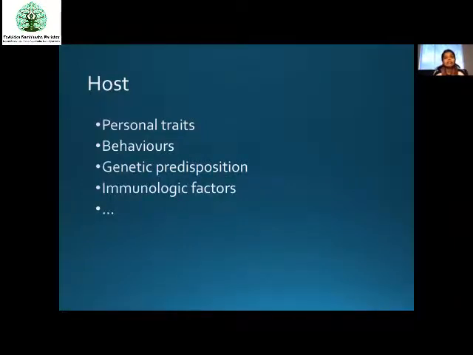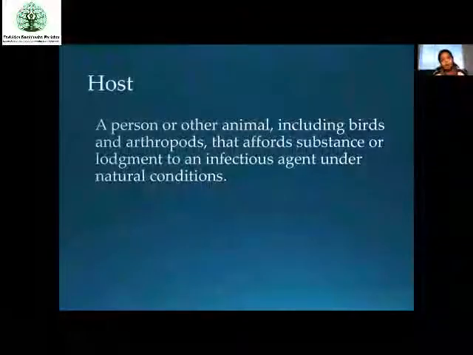And that is why we see that nowadays COVID infects some people very severely, and for some people it doesn't infect at all. There are no signs and symptoms. So you can understand now how the host factors affect. Okay, now let us move to the next one.